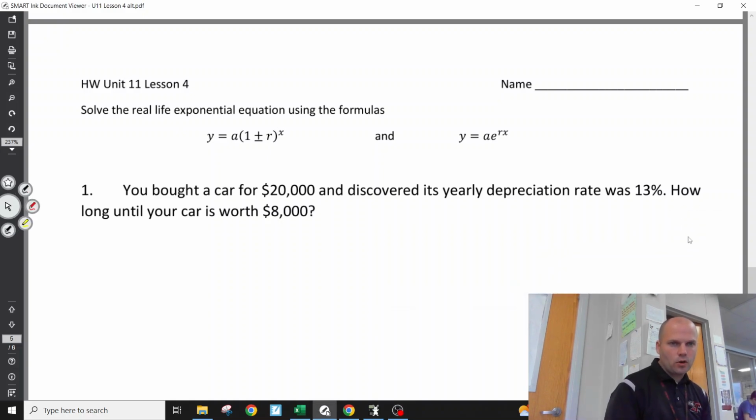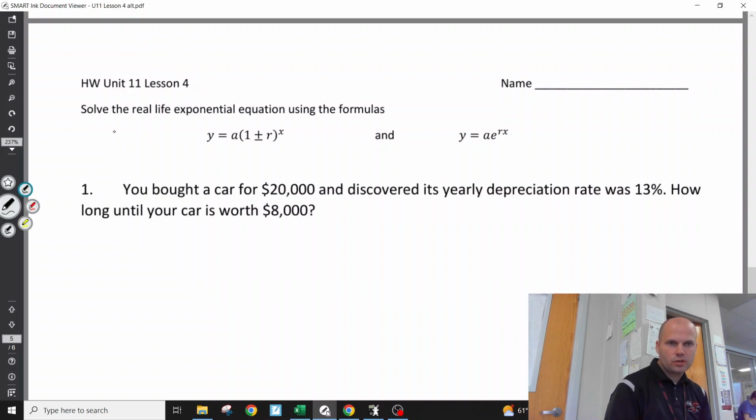All right, here's the lesson 4 homework. This is real world exponential equations, solving them using the equations we were introduced last unit. This is the equation we use for an annual growth.